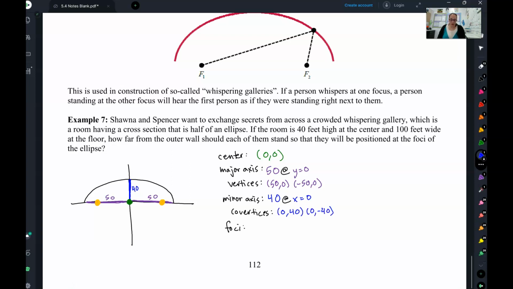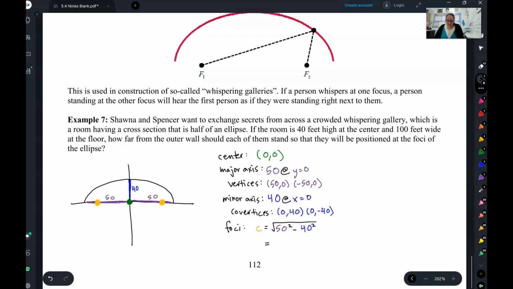So I definitely have all the information I need to be able to find my c, my foci. So c equals the square root of the major axis, which is 50 squared, minus the minor axis, which is 40 squared, which is 2,500 minus 1,600, which is the square root of 900, which gives you 30. So your foci should be 30 feet from the center.